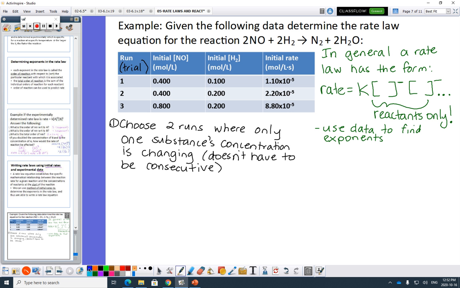So in this case, they are going to be consecutive, okay, but it doesn't have to be. And it doesn't matter which one you start with either. Most people will want to do NO first because it's the first one listed, but you don't have to. You could do H2 first because it's all multiplying. You could even put H2 in the rate law first, and it does not matter.